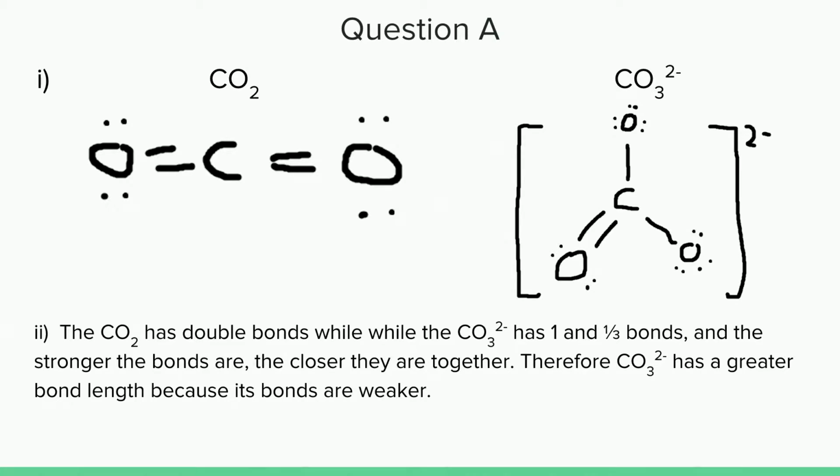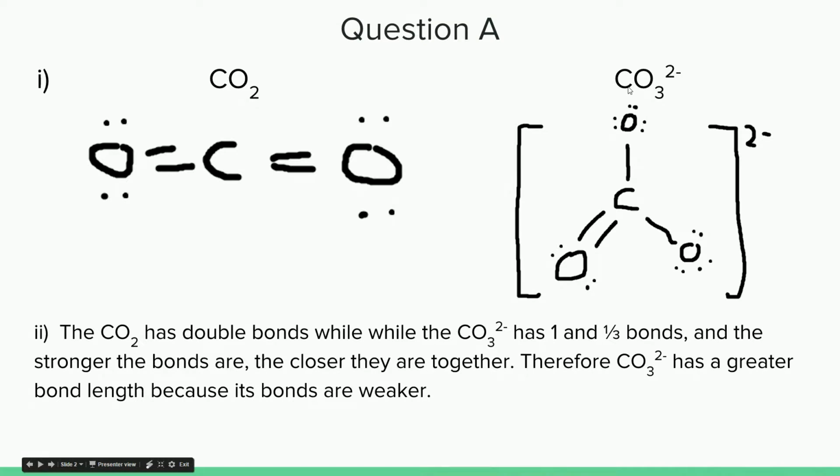Question A asks us to draw the complete Lewis electron dot structures for CO2 and CO3 2-. So to draw the CO2 molecule, you have to count the number of electrons. Now C generally has 4 valence electrons and O generally has 6. So that'll add up to a total of 16 electrons. And in this diagram, you can see that there are 16 valence electrons. 2, 4, 6, 8, 10, 12, 14, 16.